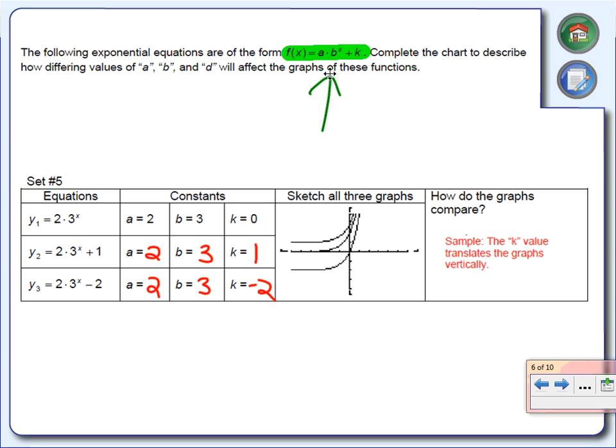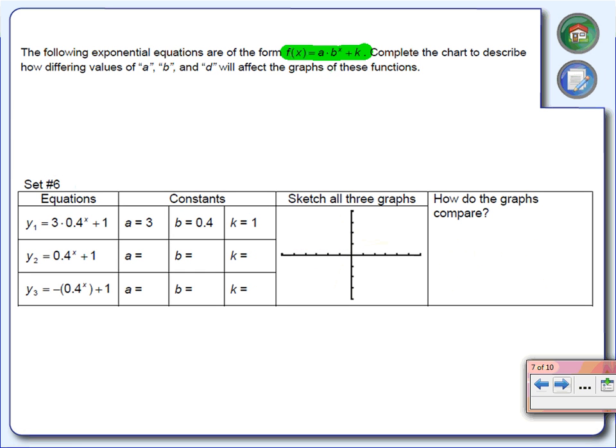What's happening here is that the K value is translating our graph vertically, meaning it's either moving it up or it's moving it down. So that second equation, the plus 1 actually moved the graph up 1 unit, which is this graph right here. Y3, that minus 2, is moving the graph down 2 units. That's this one right here. So the K value is moving your graph either up or down. That's what K does to the graph. Move it up or down.